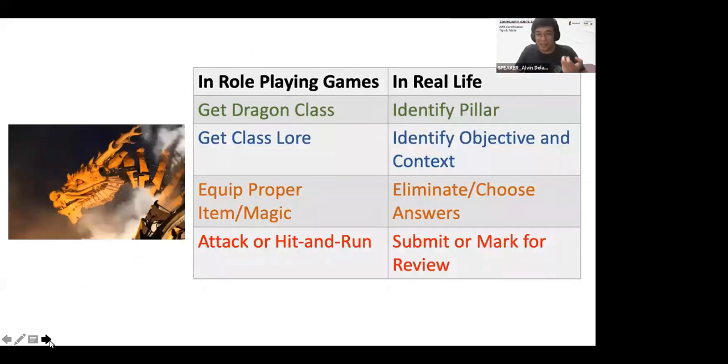Okay, so in role playing games, what I'm saying is that first you try to understand what your enemy is. So you identify the class. So in real life, what we do is that we identify the pillar. That's actually where we try to identify the objective and the context. When it comes to AWS certification, this is actually where you eliminate and choose answers, either submit or mark for review.